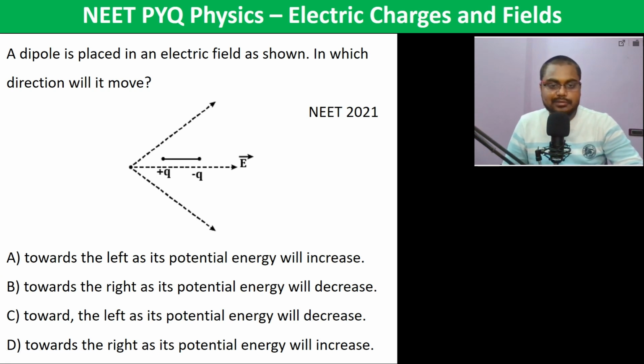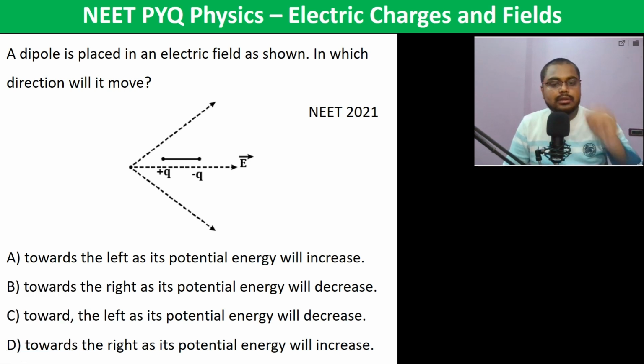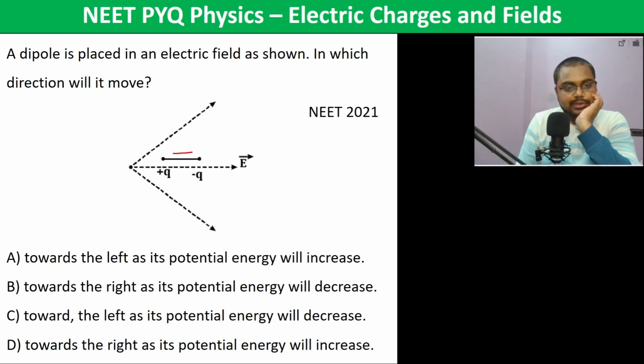A dipole is placed in an electric field as shown. In which direction will it move? If you observe here, in which direction is it going to move? The electric field is in this direction, and the dipole is in this direction. Then U is equal to minus p dot E.